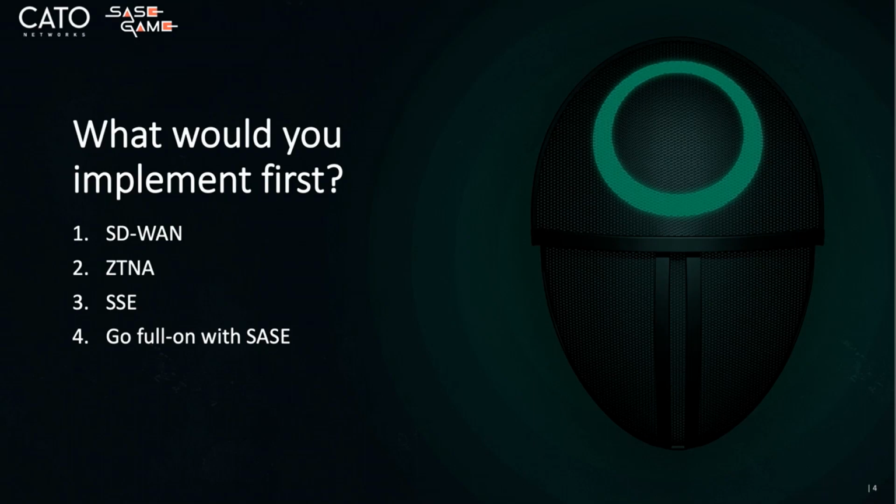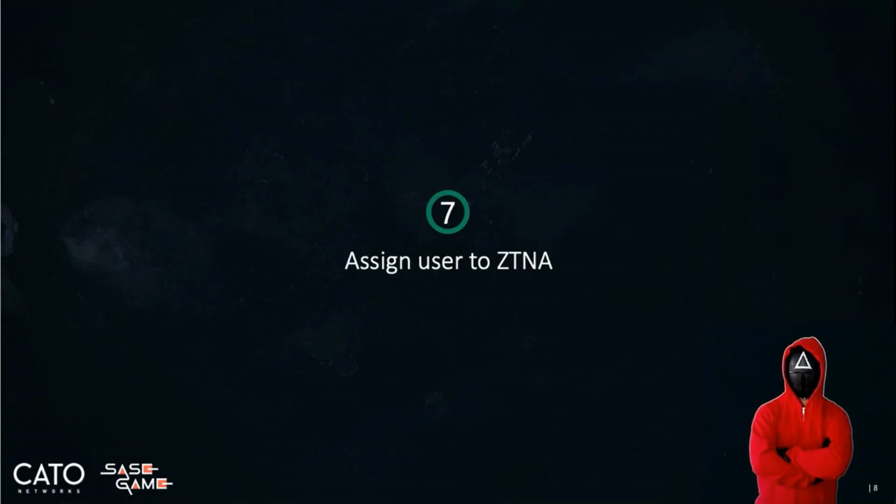Third poll. What would you implement first? Next challenge is a surprise. Challenge number 4. Assign user to zero trust network access.